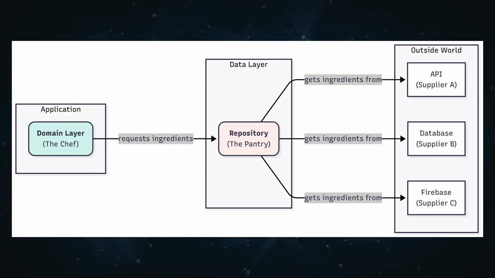Our business logic will only ever talk to the repository. It will say, "Repository, get me all products." It has no idea if the repository is fetching that data from an API, a database, or even a simple text file. This separation is powerful. It means we can completely change our backend, say, from Firebase to our own custom API, without changing a single line of our business or UI logic.